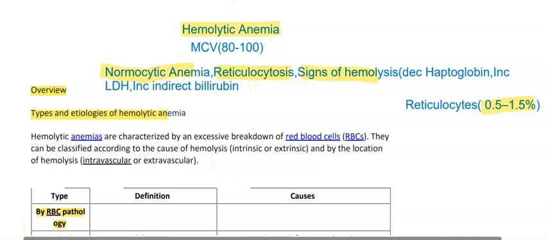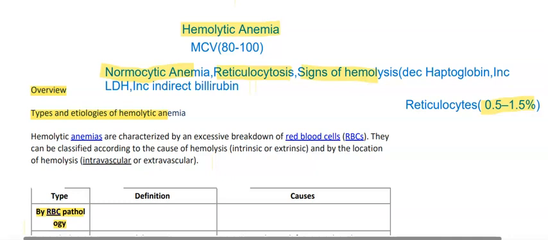So for this we check the erythropoietin level. If the erythropoietin level is decreased, it's chronic kidney disease. And if the erythropoietin level is normal or increased with pancytopenia, we call it aplastic anemia.